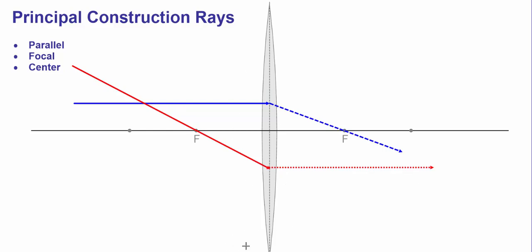And then lastly, you have one that'll go through the dead center of the lens. And you can think of this like the center of curvature ray for a mirror. But again, remember, for a lens, there really isn't an important value associated with center of curvature. In fact, the center of curvature is much further away than 2F.